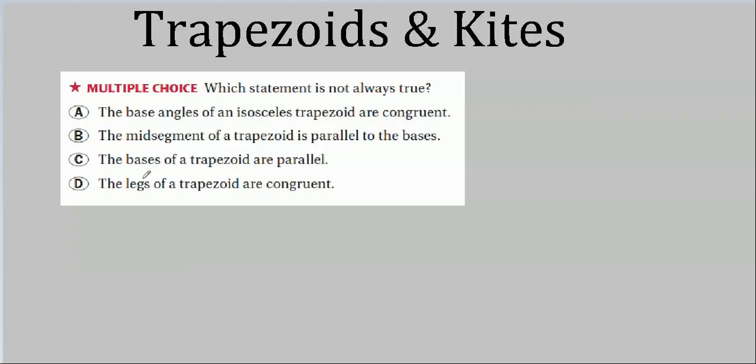Well, yes, that's part of the definition of a trapezoid. The legs of a trapezoid are congruent. No. That's the definition of an isosceles trapezoid, not a regular one. Any old regular trapezoid, you can't say for sure that the legs are congruent. So the correct answer is D, of course.